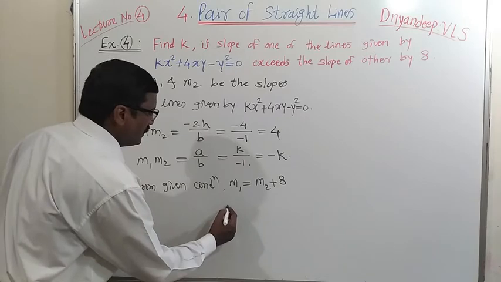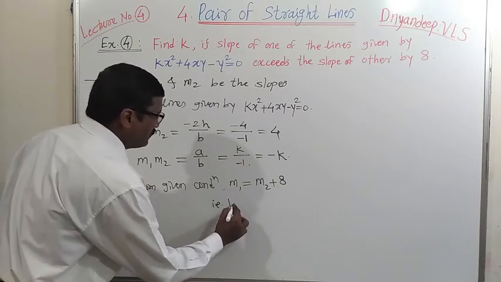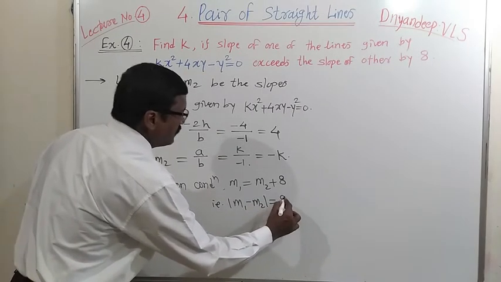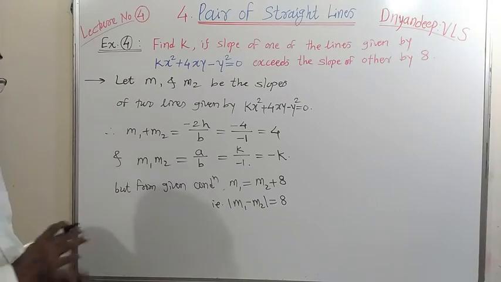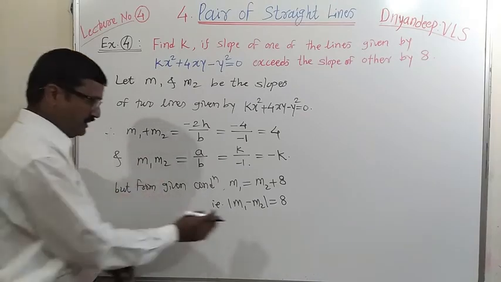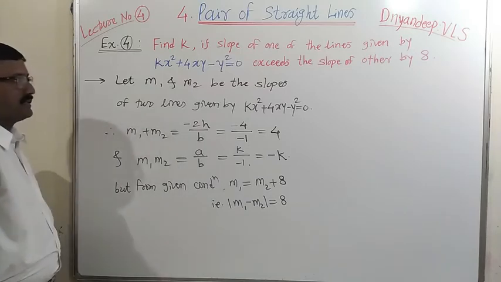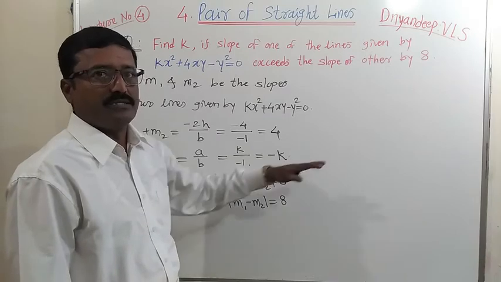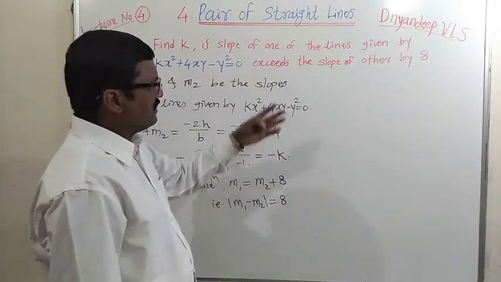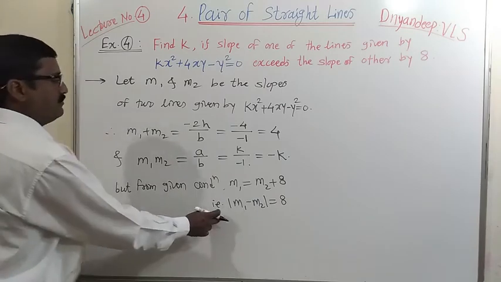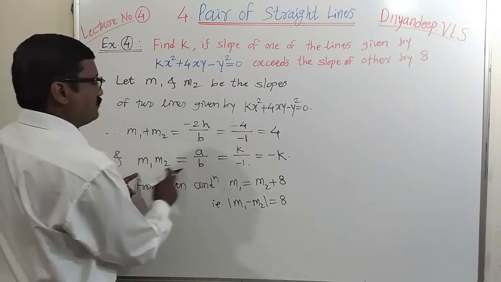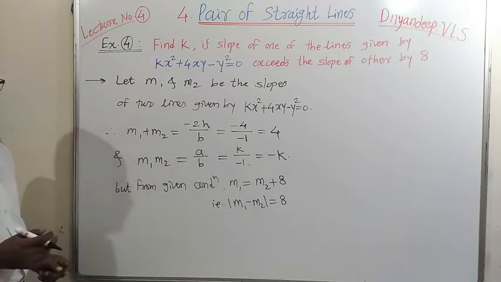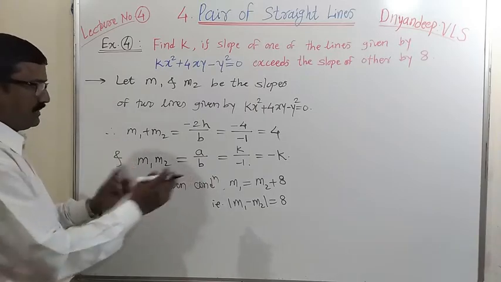It means the actual difference of slopes, that is either m1 minus m2 or m2 minus m1, that difference is nothing but 8. So previous example is given like that. This difference of slopes of two lines is, I think, 4. It is given there. So it is similar example. Now we have m1 plus m2 equal to 4, m1 m2 equal to minus k, and m1 minus m2 equal to 8. So at this stage now we can use the identity relation between m1 plus m2 and m1 minus m2.